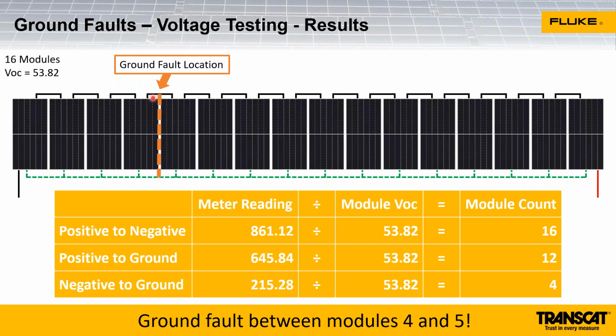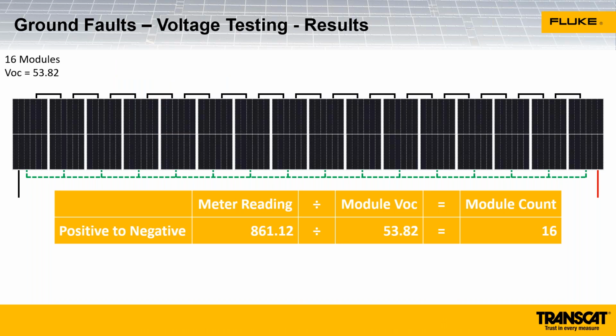So now what I need to do is go out to the array, figure out where that string of modules are, figure out where the 4th and the 5th modules are, and figure out what the problem with this wire lead is. It could be pinched underneath the rack in the module. It could be rubbing against the racking. A squirrel could have eaten the insulation, many different reasons that ground fault could be there. Now I'd need to repair that ground fault.